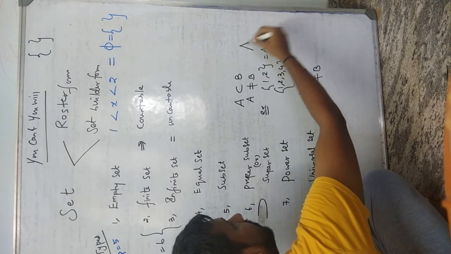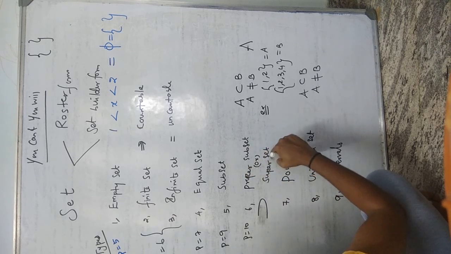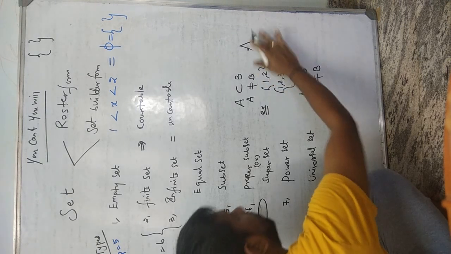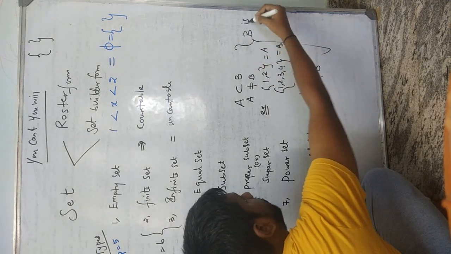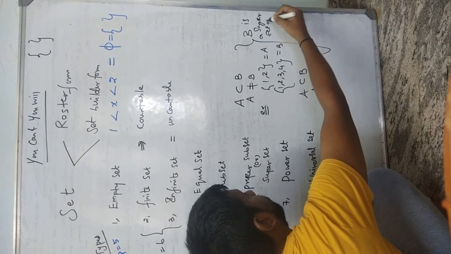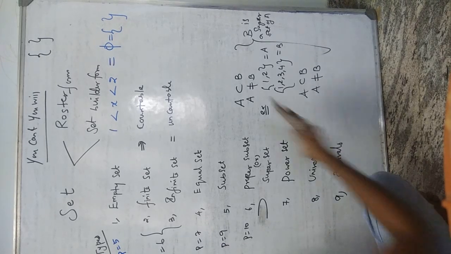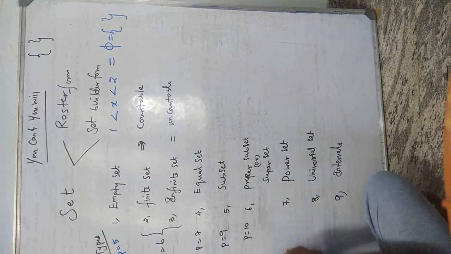So this is said to be A is a proper subset of B, or we can write that B is called a superset of A. So this can be written as B is a superset of A. Okay, so I have given you this one. The sixth one also I have finished.